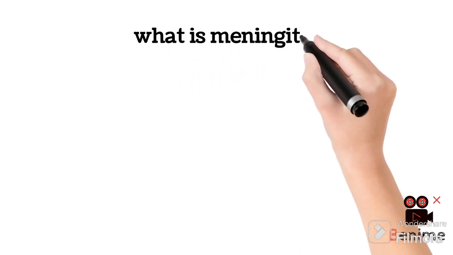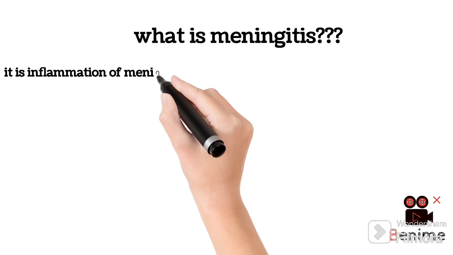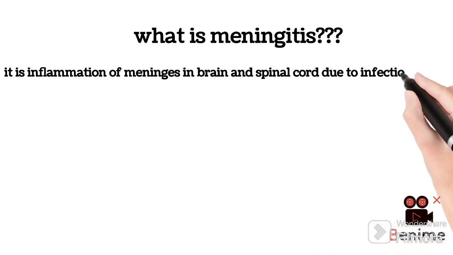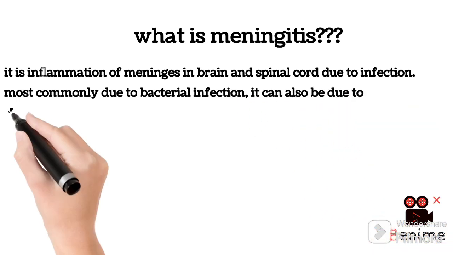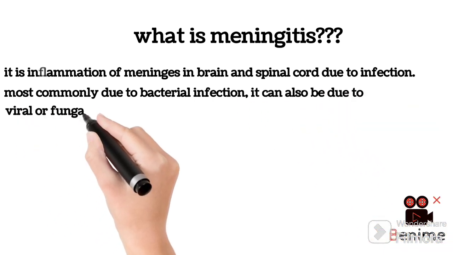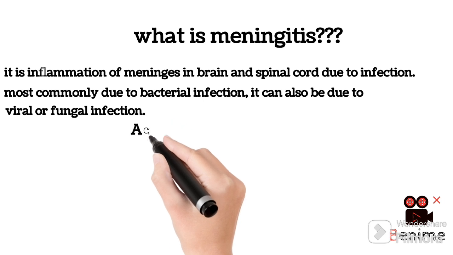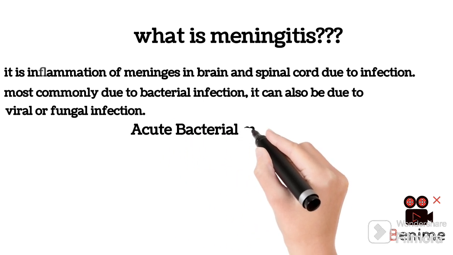What is meningitis? It is inflammation of meninges in brain and spinal cord due to infection, most commonly due to bacterial infection. It can also be due to viral or fungal infection. Acute bacterial meningitis.